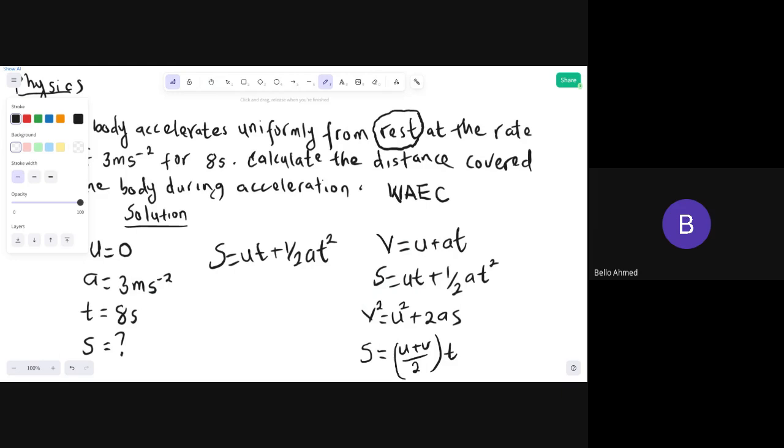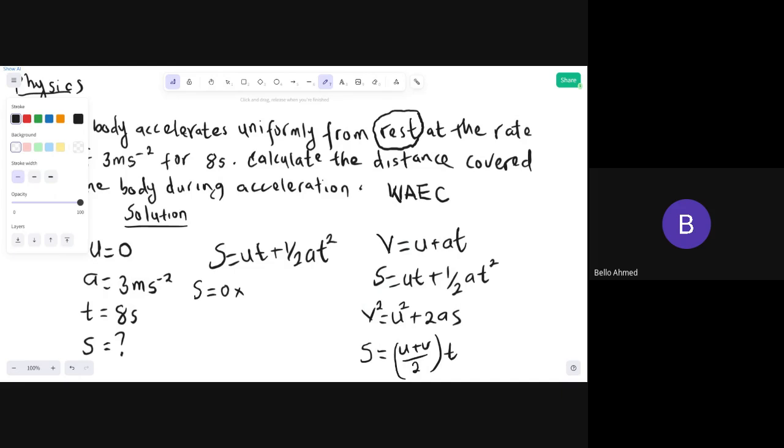So anywhere I see s, I'm not going to put anything. I'm still going to repeat my s because it is what I'm looking for. But anywhere I see u, I'll put 0. Anywhere I see t, I'll put 8. Anywhere I see a, I will put 3, and that is it. So now let's quickly substitute our parameters here. I'm going to say that s equals, the u is actually 0, so 0 times t, because ut is u times t. So 0 times what? 0 times time.